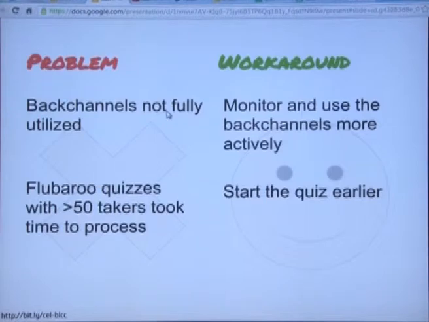So my strategy for this is actually to do the quiz earlier. Don't do it right at the end. There was no real need for me to do it right at the end. I could have done it at the three-quarter mark. Let Flubaroo process all the answers, talk about more things, show more videos, and then, now the results are ready. So let's see who the top 5 are, and then call out their names, and they clap hands, and we give out the prizes.